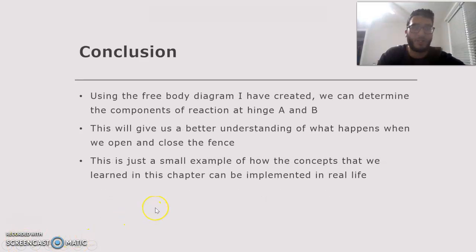Now, using the free body diagram that I have created, we can determine the value of the components of reaction at the hinges A and B, and this will give us a better understanding of what happens when we do actually open and close the fence. And this is just a small example of how the concepts that we learned in this chapter can be implemented in real life.